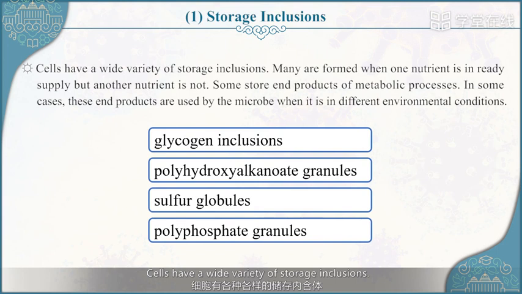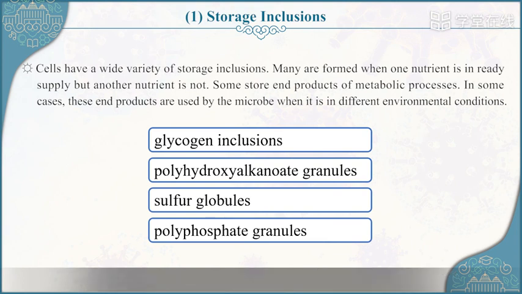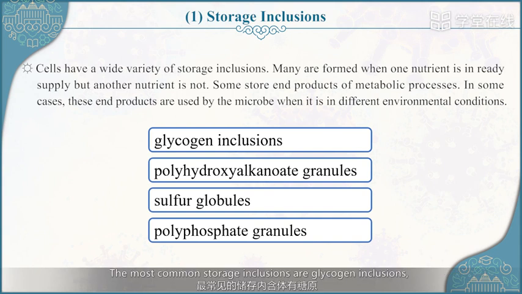Cells have a wide variety of storage inclusions. Many are formed when one nutrient is in ready supply but another nutrient is not. Some store end products of metabolic processes. In some cases, these end products are used by the microbe when it is in different environmental conditions. The most common storage inclusions are glycogen inclusions, PHA granules, sulfur globules, and polyphosphate granules.